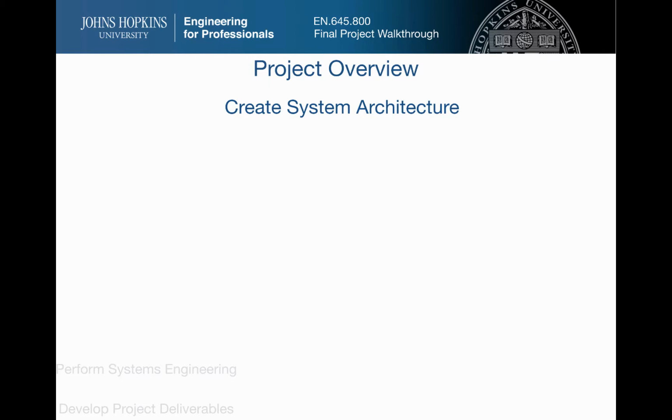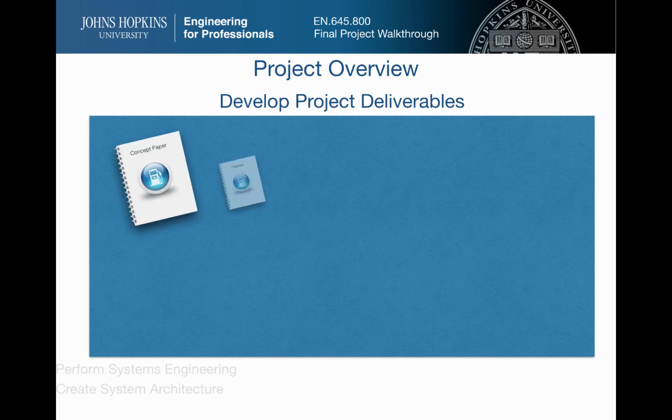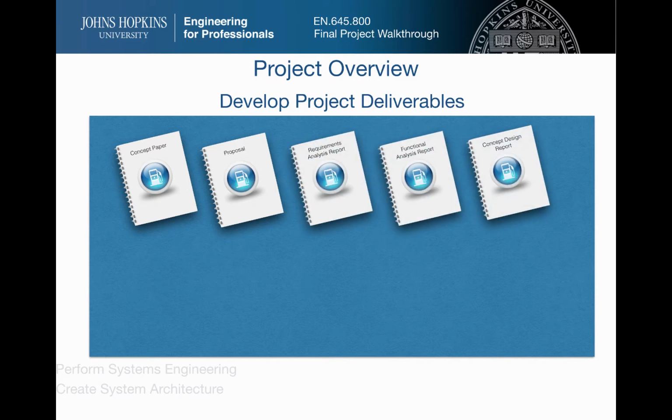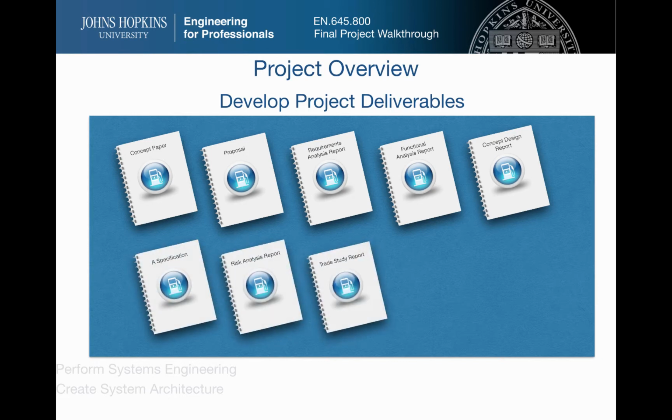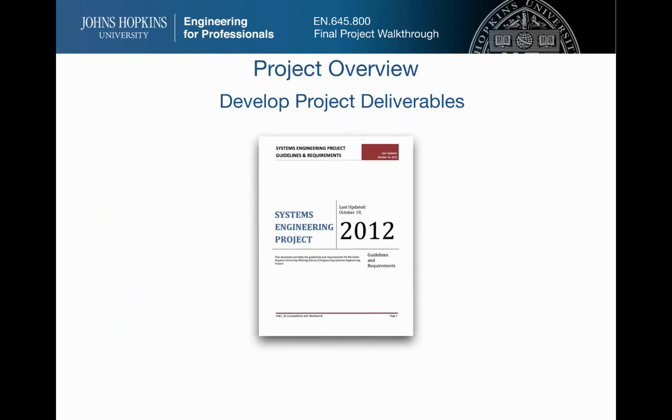The third primary task for this project is creating project deliverables that will be reviewed by your mentor as well as your instructor. These document the application of the first two primary tasks for your project. The deliverables are composed of the project concept paper, the proposal, your requirements analysis report, your functional analysis report, concept design report, your A specification, your risk report, your formal trade study report, final project report, and a slide deck for your oral presentation at the end of the project. Details for the contents of these deliverables are found within the project guidelines. Please refer to this document when you develop them.